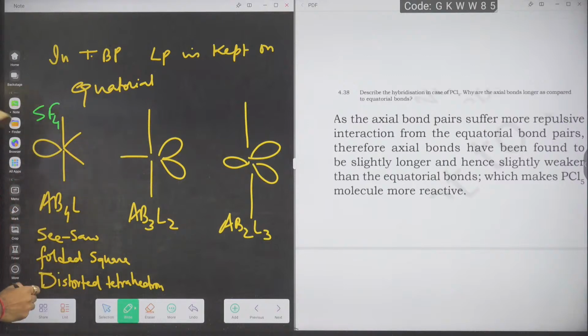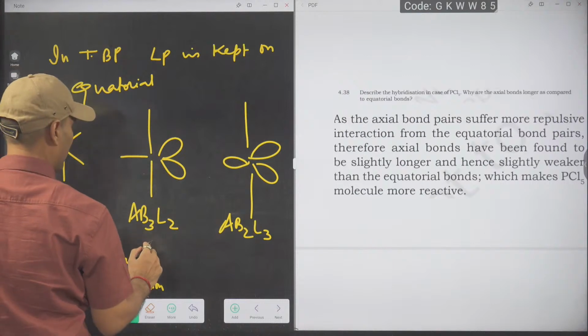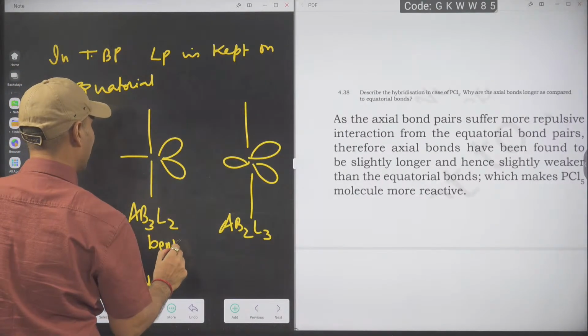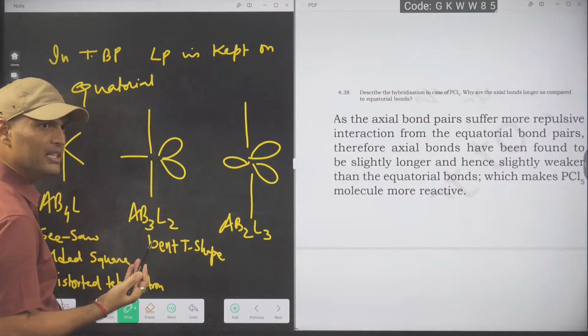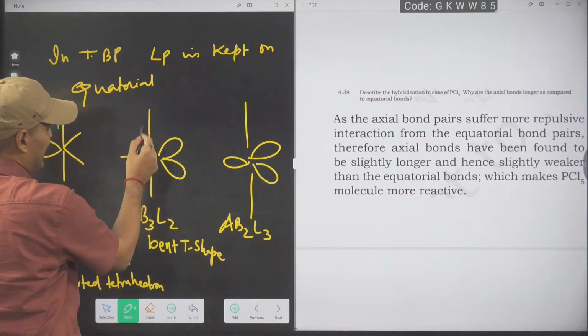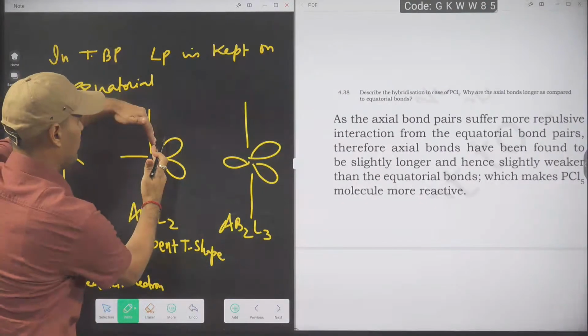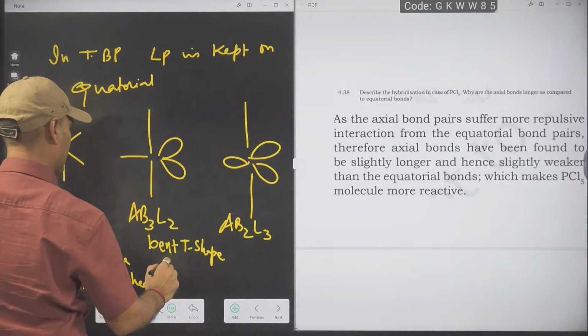SF4. Can you see in SF4? Correct hai? 4 bond, 1 lone pair. This one is what? Better to say bent T shape. You remember question came in the paper, T shape, bent T shape. Because exactly it will not be like this. This will also be bent. We will see it once again.